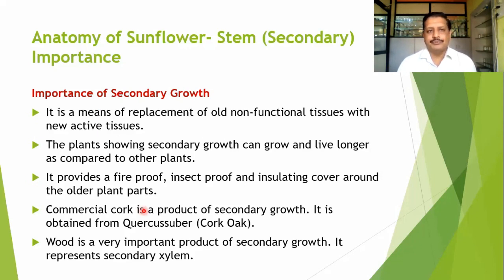Then what is the importance of secondary growth? It is meant for the replacement of the non-functional tissue which may be present in between the active tissue. So this non-functioning, non-active tissue is replaced through the secondary growth in the plants. The plants showing secondary growth can live longer compared to the other plants. The life span of plants with secondary growth is different from plants without secondary growth. It provides a fireproof, insect proof and insulating cover in the form of cork tissue.